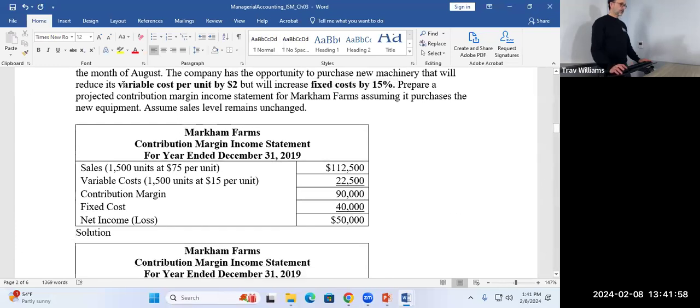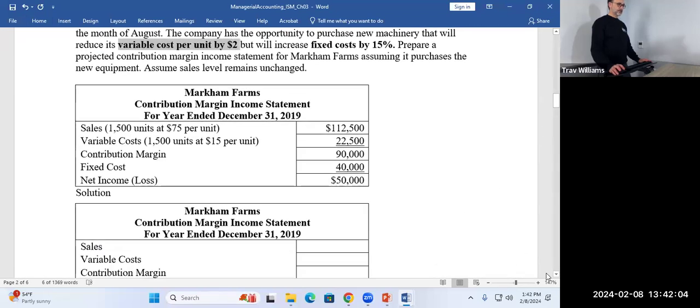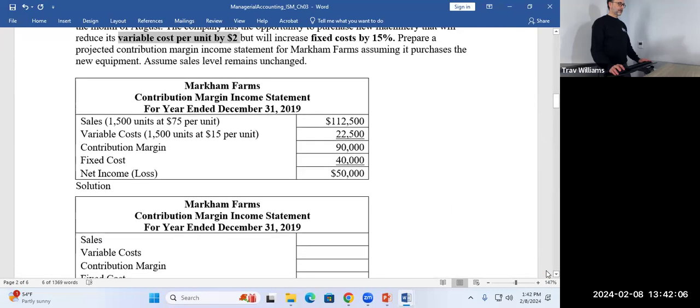Okay, so we're reducing variable cost by $2, increasing fixed cost by 15%. Is there going to be any change to our sales revenue? No. Right, because the number of units sold and the sales price have not changed. How about our variable costs? Yes. Will that change? Yeah. So you will calculate that.